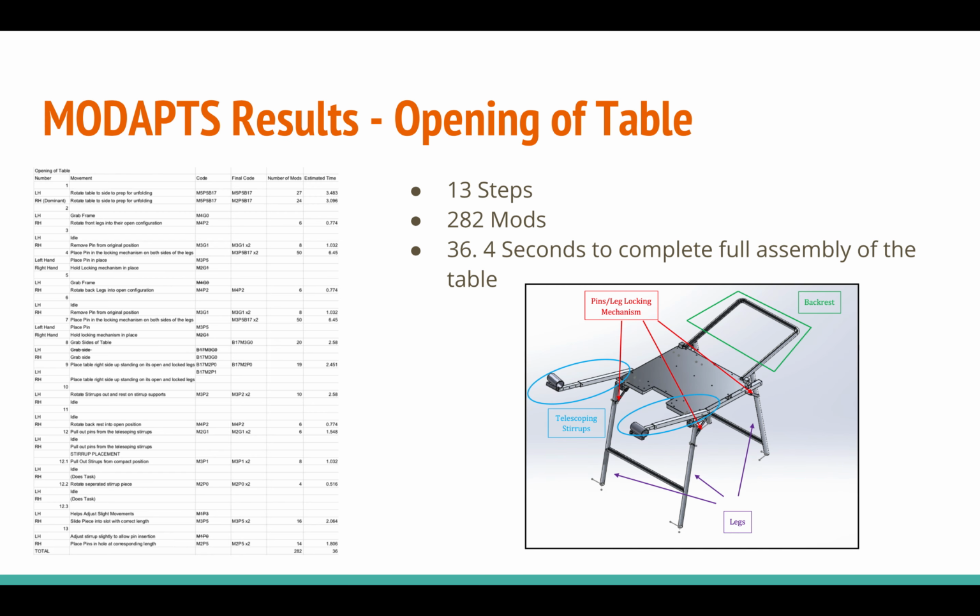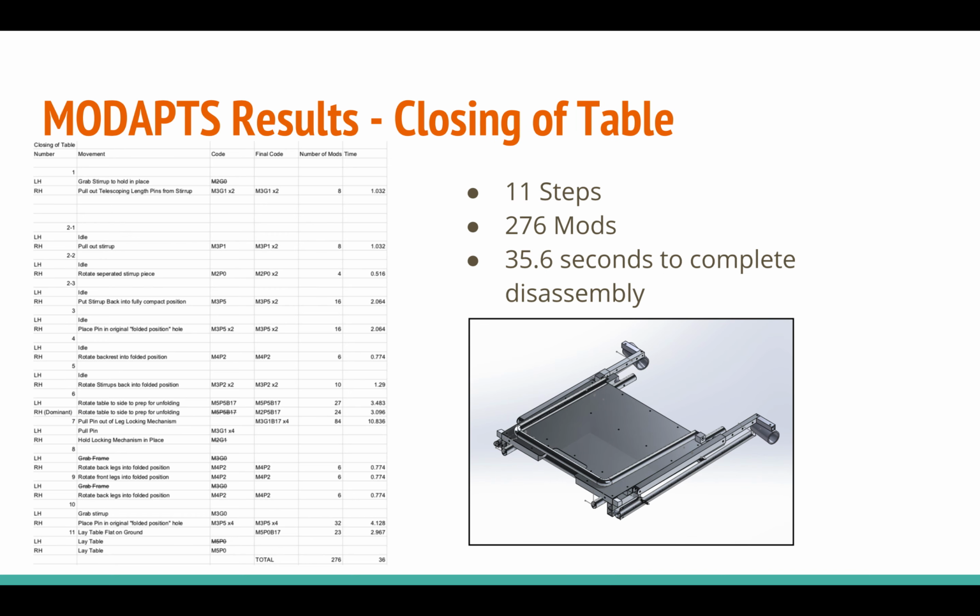To begin the testing process, a MODAPs analysis was conducted on the process of opening the table. Our team broke the process into 13 unique steps, which can be seen on the left. After providing the unique MODAPs assignments, we see that there are 282 mods for an estimated time of 36.3 seconds. The unique parts of the table that the MODAPs steps reference can be seen on the figure to the right, which include the pin leg locking mechanism, the telescoping stirrups, the legs, and the backrest.